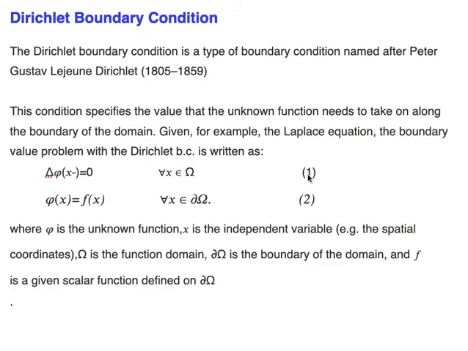This is equation 1, where phi of x, that is a function of x, is the unknown function and x is the independent variable, that is the spatial coordinates. Omega is the function domain, and dou omega is the boundary of the domain, and f is the given scalar function defined on dou omega.